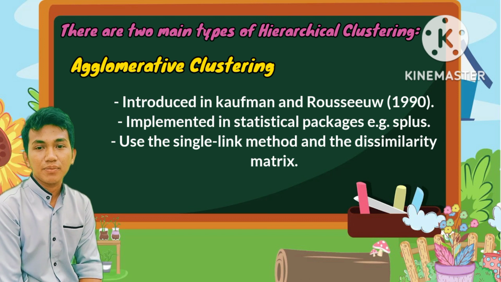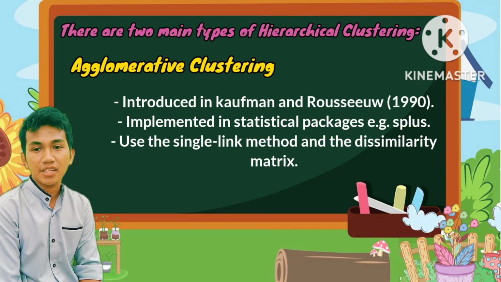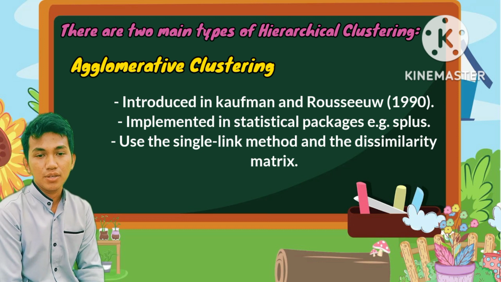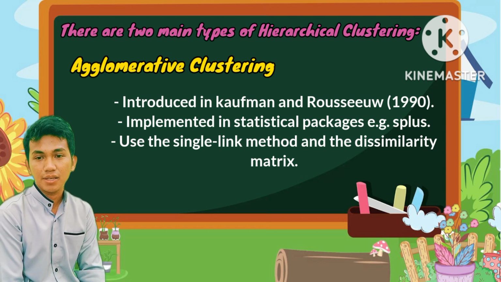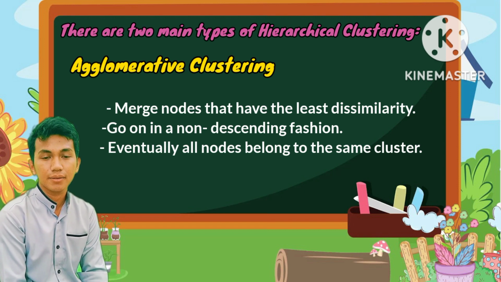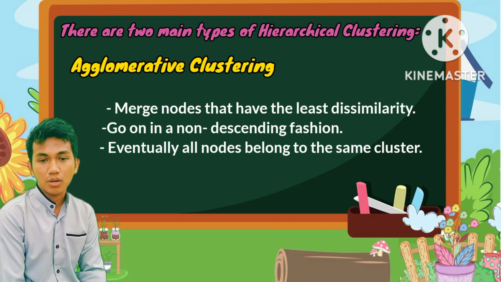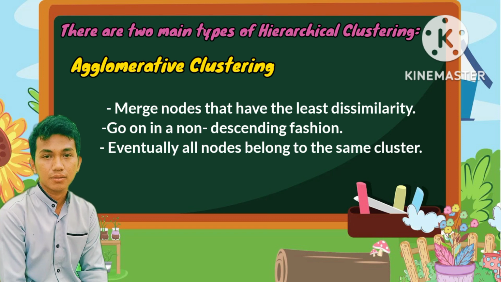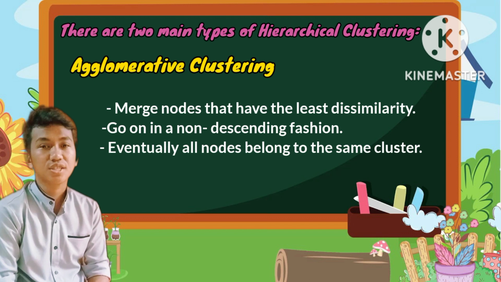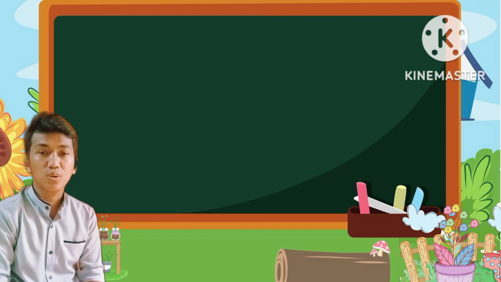AGNES, or agglomerative nesting, introduced in Kaufman and Rousseeuw 1990, is implemented in statistical packages, uses the single linkage method and the dissimilarity matrix, and merges nodes that have the least dissimilarity, going in a non-descending fashion, until eventually all nodes belong to the same cluster. It's a bottom-up approach. Each observation starts in its own cluster and pairs of clusters are merged as one moves up the hierarchy. So let's watch the video.